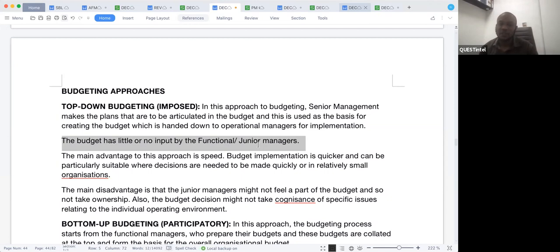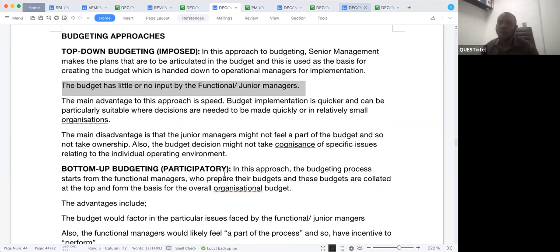Now the main disadvantage of the top-down approach is the fact that junior managers might not feel part of the budget and so will not take ownership. The budget decision might also not take cognizance of specific issues of those departments or the operating environment in which the individuals operate. You're sitting down at head office making a budget for different aspects of the organization that might be in different operating environments, in different jurisdictions. It would be impossible for the senior managers in their own location to understand all the small dynamics occurring in those places.